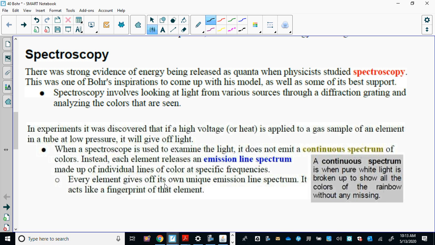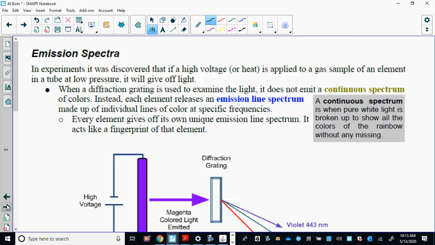Each element gives off its own unique emission line spectrum. It acts like a fingerprint of that element. And again, if you've watched the video, then this will make sense to you. So here's what it looks like.